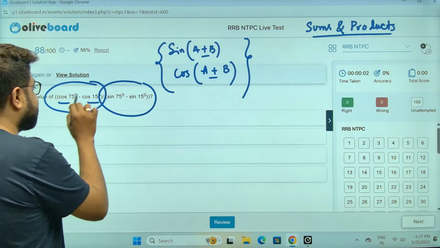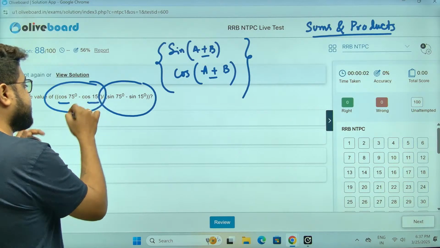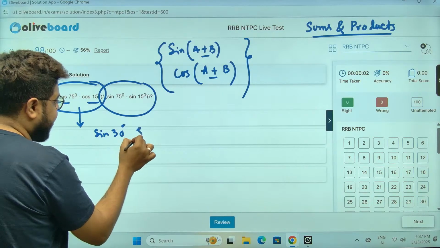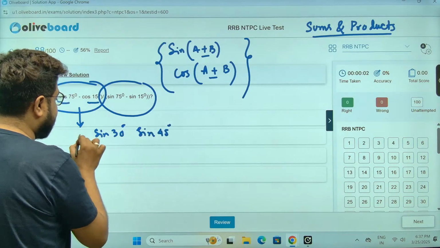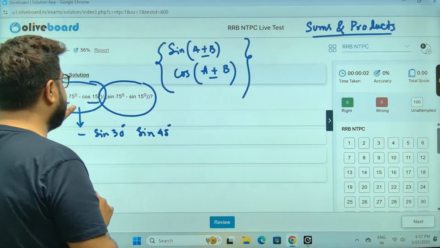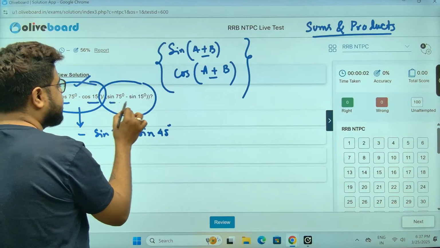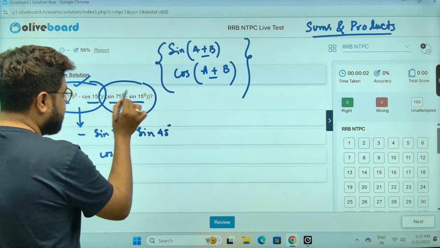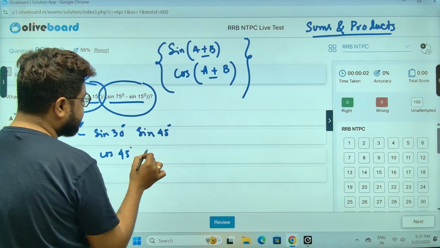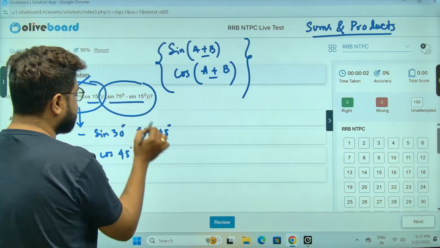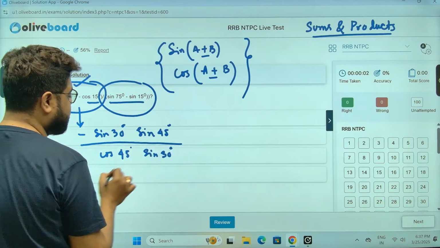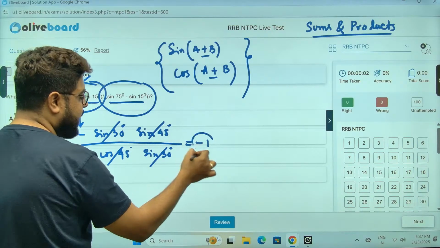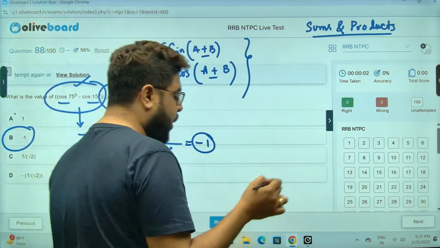So sine 60 and sine 30 and sine 45. Sine 30 and sine 45 with a negative sign, because minus. This is the only case where minus comes. And sine minus sine, sine and cos, and minus, so this will be cos 45, sir. And sine, this is how much? 30, sir. This is the ratio. This is 1, because 45 is 1. Minus 1 is the answer. Here option B. Option B is the answer.